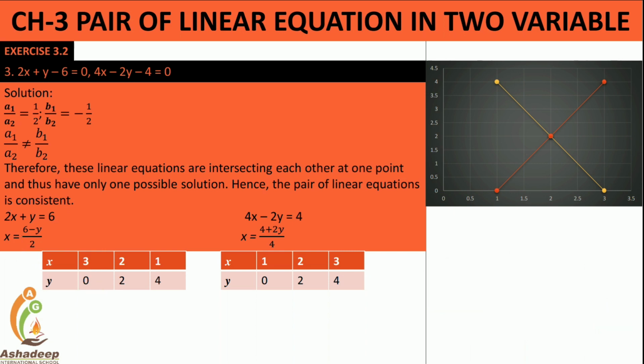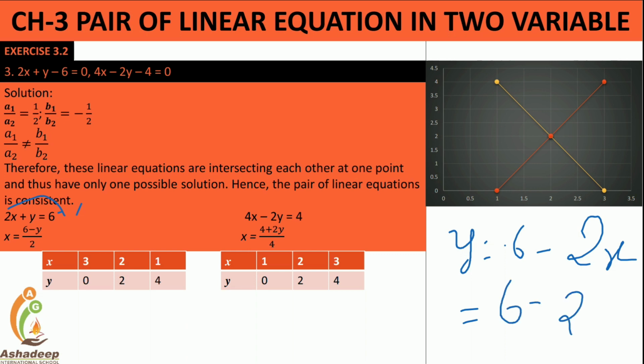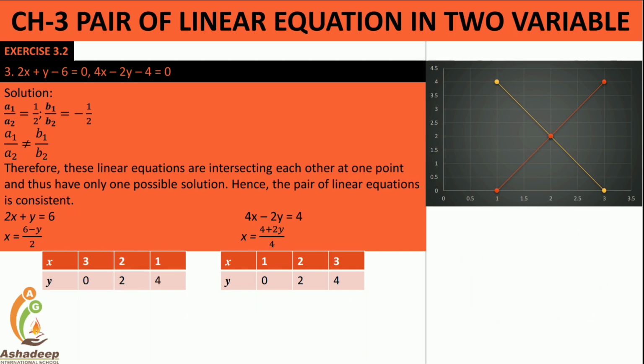For another example, y is equal to what? If it goes to the other side, it becomes minus. So y is 6 minus 2x, which is 6 minus 2 in bracket. Now instead of x, what do we take? 2. So 2 2s are 4. So 6 minus 4 is nothing but 2. So 2 and 2. In the same manner, you can get 1 and 4.